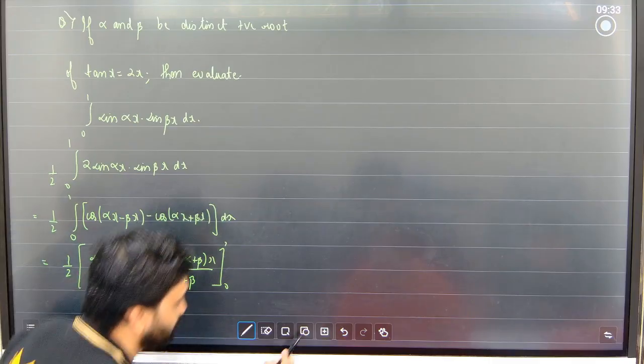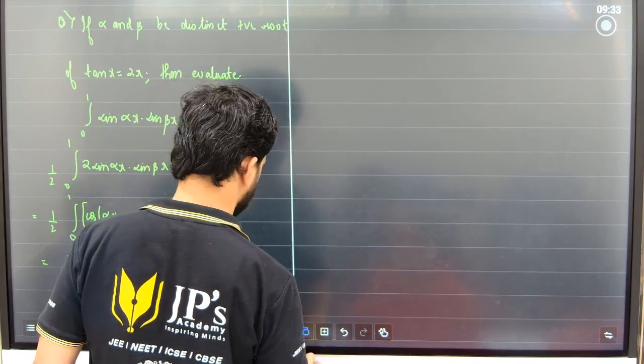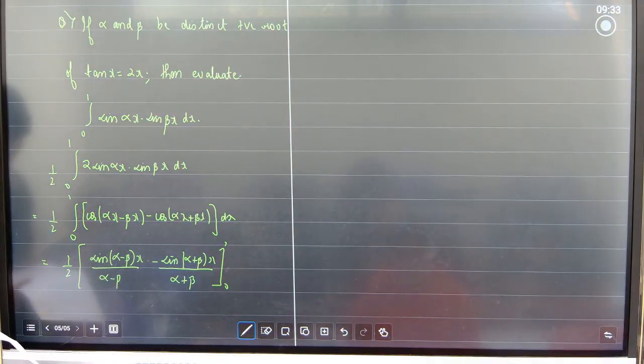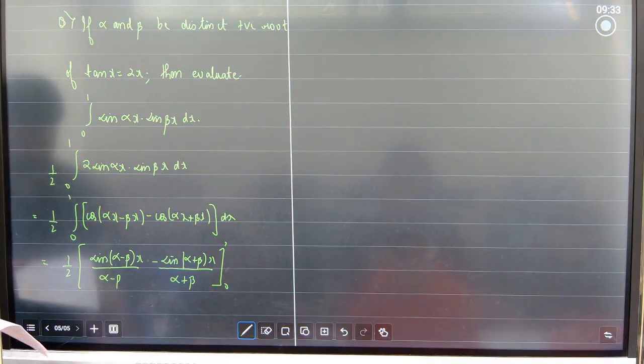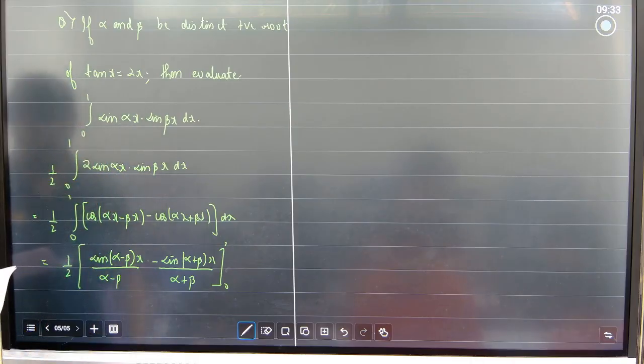So when I am solving this, this will become from 0 to 1. Now if I substitute, sin alpha minus beta upon alpha minus beta minus sin alpha plus beta upon alpha plus beta. Now, tan x is equal to 2x is given to me.